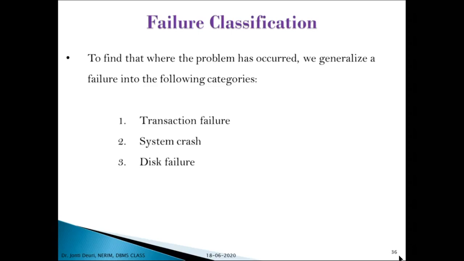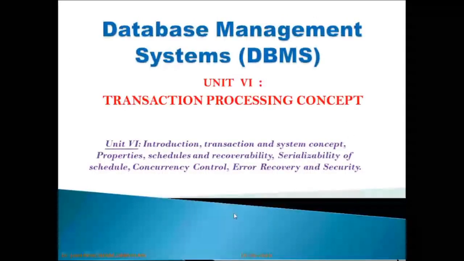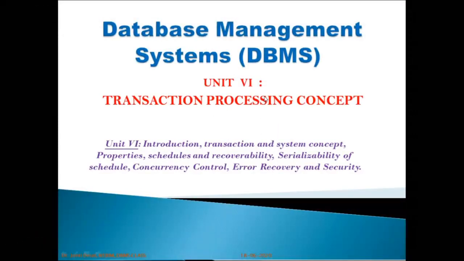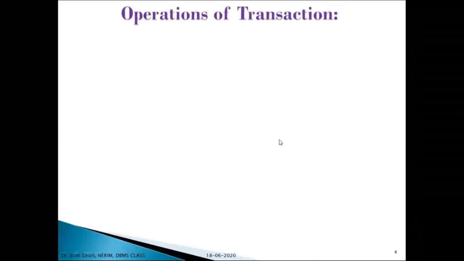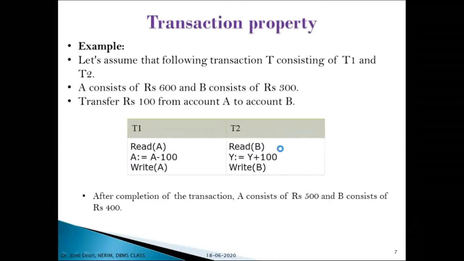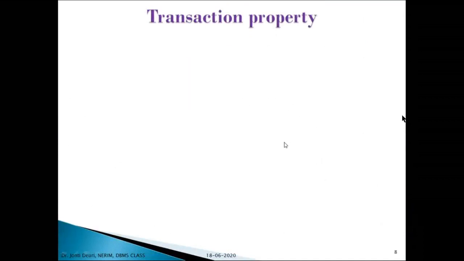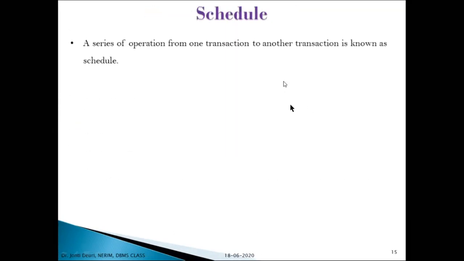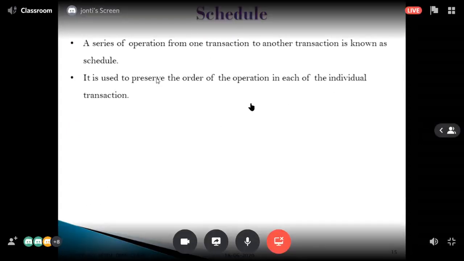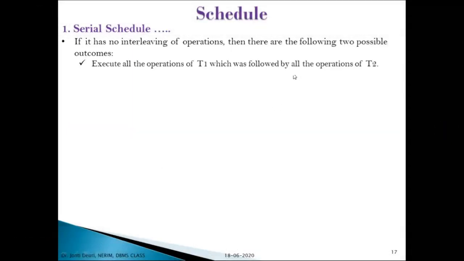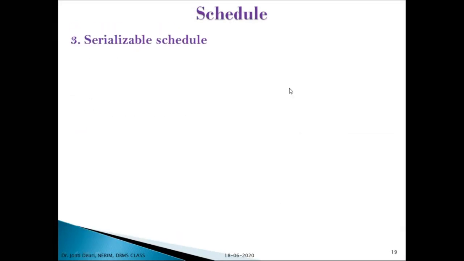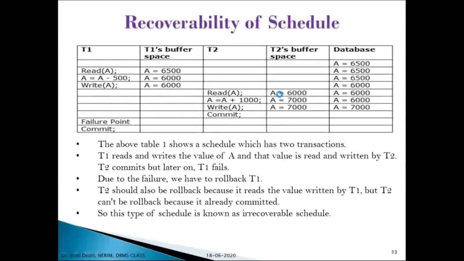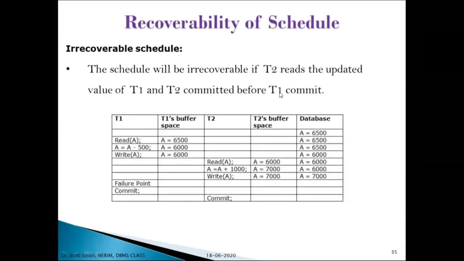Right. So today we are going to discuss the failure or error, you can say. So we were talking about this transaction property, already discussed; state of transaction, that all we have discussed; schedule, that also we have discussed; serial schedule, non-serial, serializable, that all we have discussed, right? So today we are going to start from this one, failure.